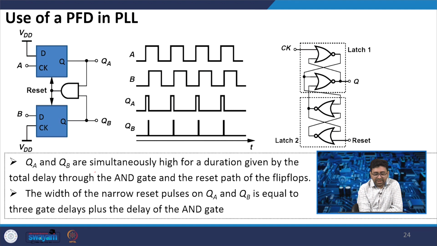QA and QB are simultaneously high for a duration given by the total delay through the AND gate and reset path. So when QA and QB are both 1, it will reset the path of the flip flop, and the width of the narrow reset pulse on QA QB is equal to 3 gate delays. There is a 3 gate delay, one is this and another is due to the 2 gates in latch 1 and latch 2, and that total delay depends upon this 3 gate delay plus the delay of the AND gate.